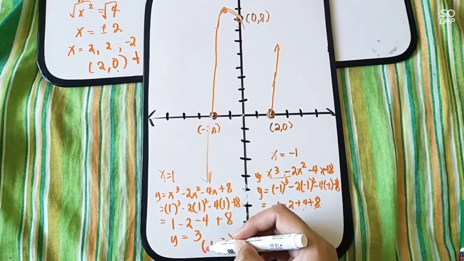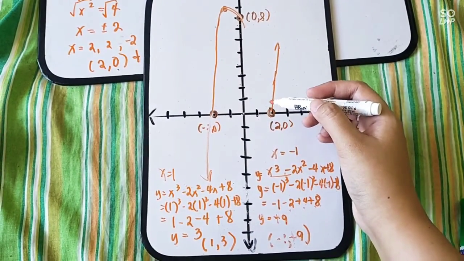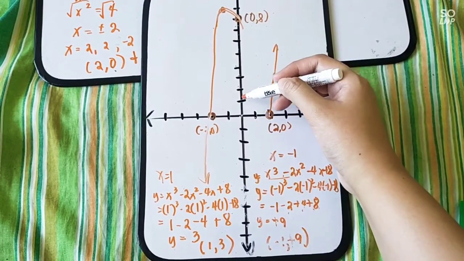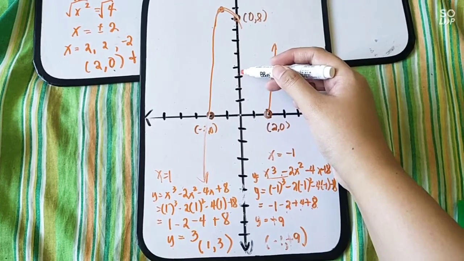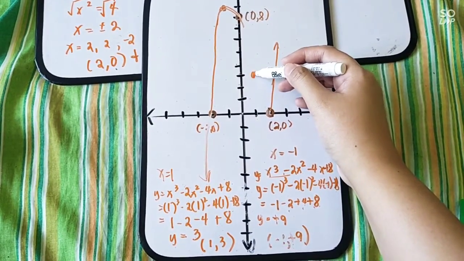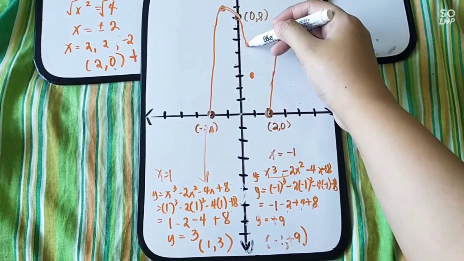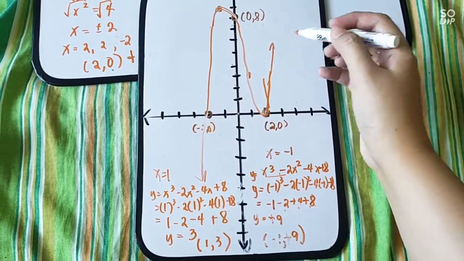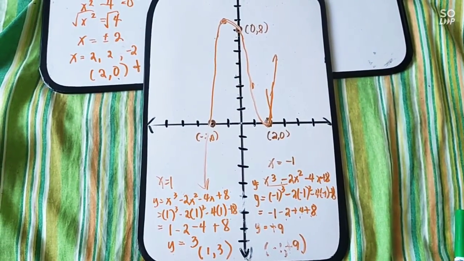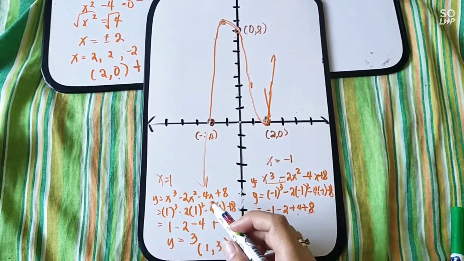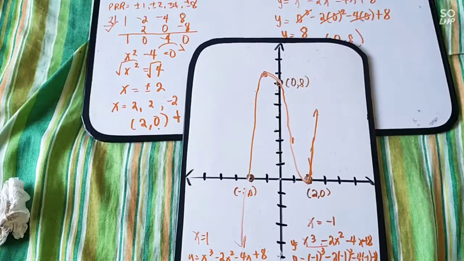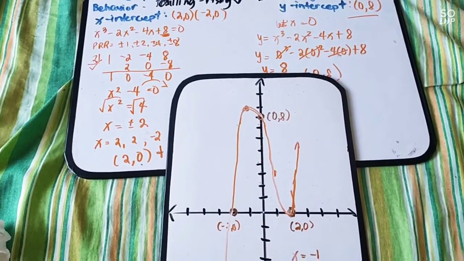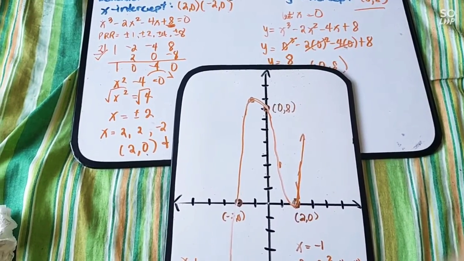1 and 3. So, we have 1, 2, then 3. So, lagay mo lang dito yung isa. Then, punta ka na dito. Then, curve ka na dyan. Yan. So, that is the graph of y is equals to x cubed minus 2x squared minus 4x plus 8. So, that is how will you graph a polynomial function. So, medyo mahaba-haba yung kanyang process.